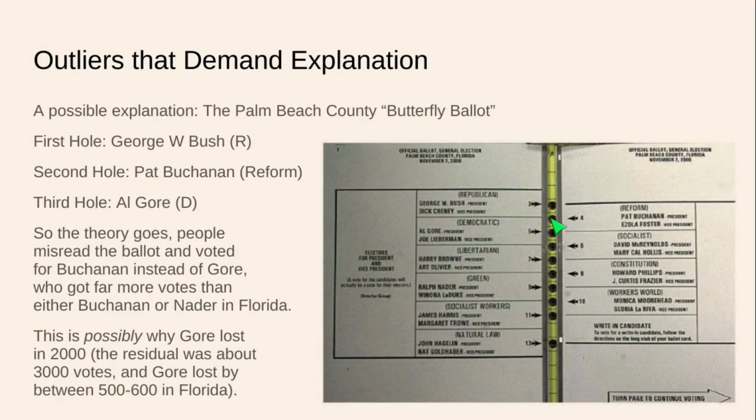This is possibly, again, I'm just being objective here, it is one possibility for why Gore lost in the year 2000. All right, so why George Bush won and Gore lost in the year 2000. The residual was about 3,000 votes. All right, that's how far off the regression line we were. And Gore lost by between 500 and 600 votes in Florida. It was very close, but you'll notice that residual is bigger than 500 to 600. And so people were crying foul about this one for a long time, and maybe some still are.